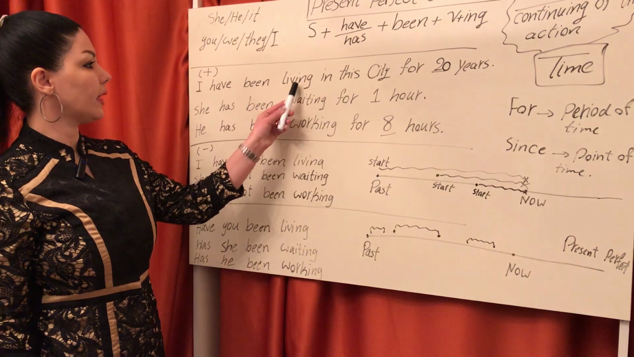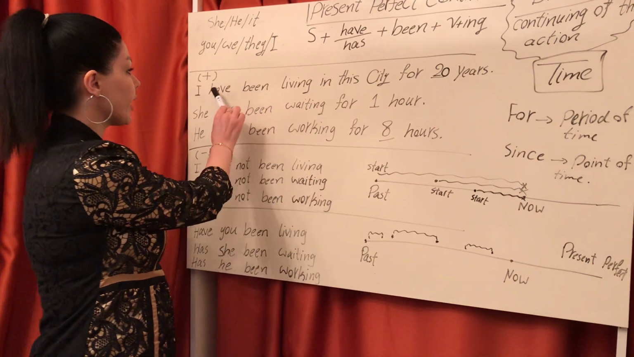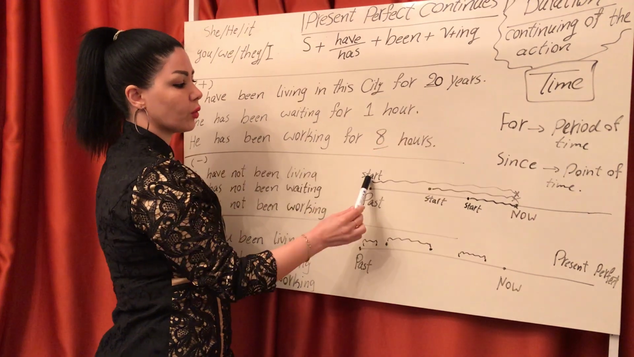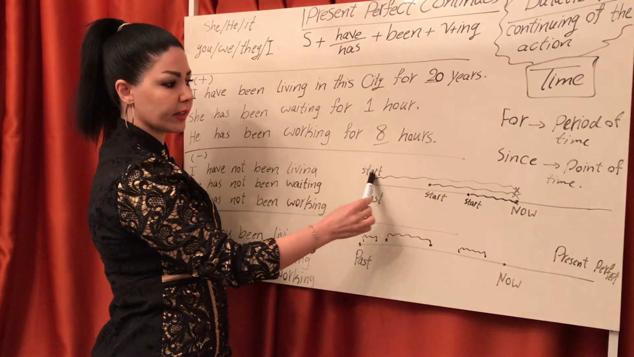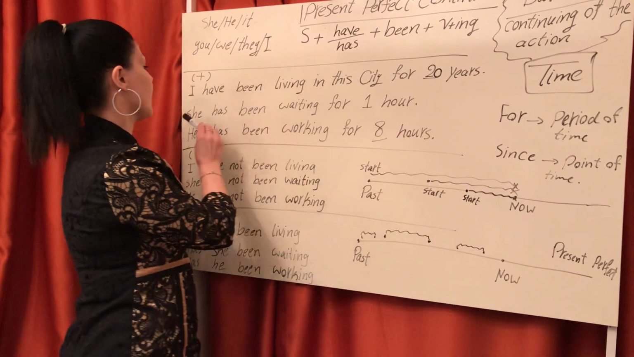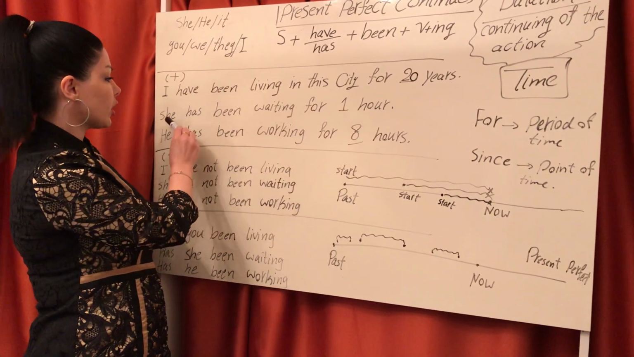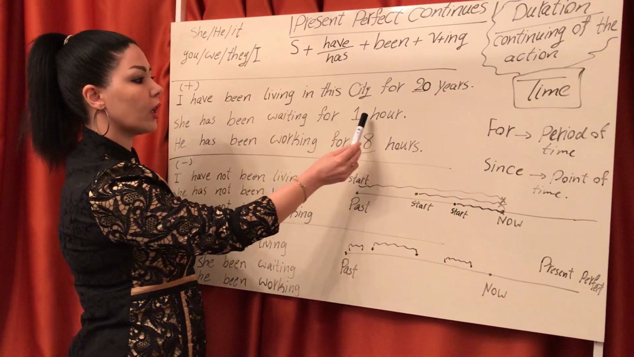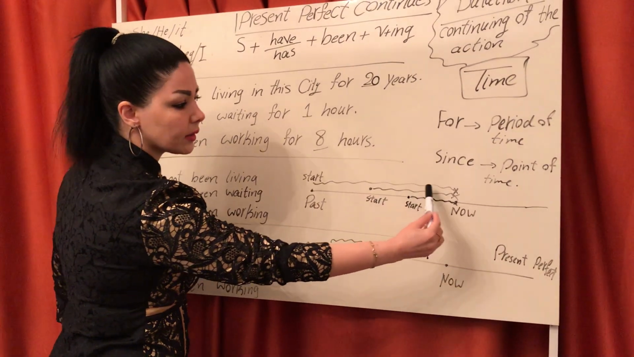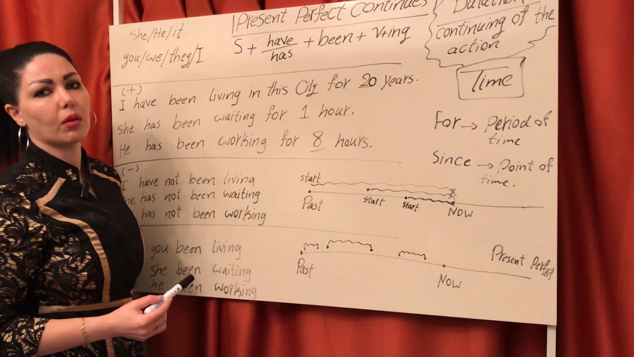I have been living in this city for 20 years. 20 years ago, I started until now. Now I am living yet. She has been waiting for 1 hour. 1 hour ago, she was waiting until now. So, she has been waiting for 1 hour.